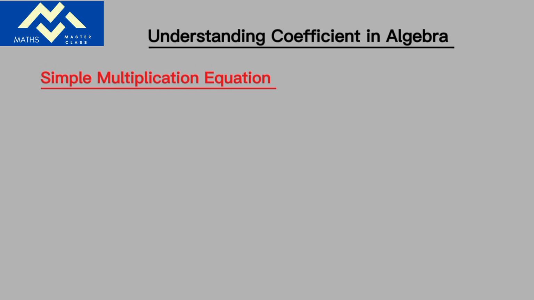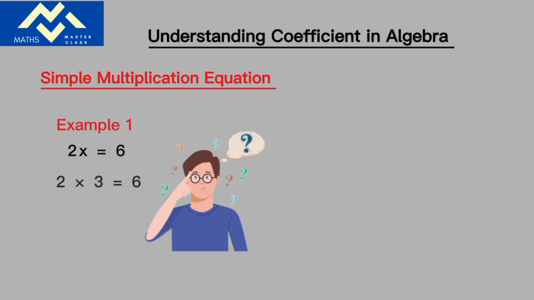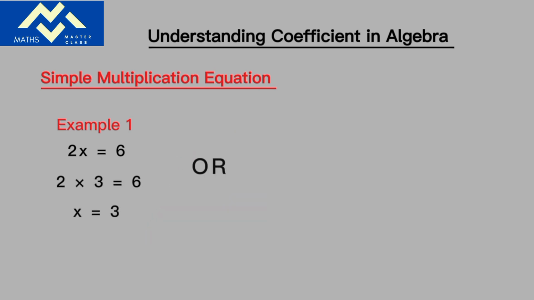Simple multiplication equations. Let's look at some simple equations that include coefficients. Example 1. 2x equals 6. This means 2 times a number equals 6. What number multiplied by 2 gives 6? Answer: x equals 3. We divide both sides by 2. 2x divided by 2 equals 6 divided by 2. So, x equals 3.